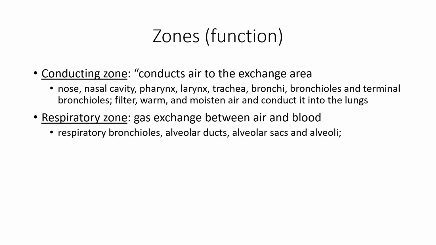The respiratory system is split up into two zones based on their functions. So that last one was separating by the structures. This is by function. So the conducting zone is going to be where air is conducted into the exchanging area. So that is the nose, nasal cavity, pharynx, larynx, trachea, bronchi, bronchioles, and terminal bronchioles. This is going to be where we filter, warm, and moisten the air and conduct it into the lungs.